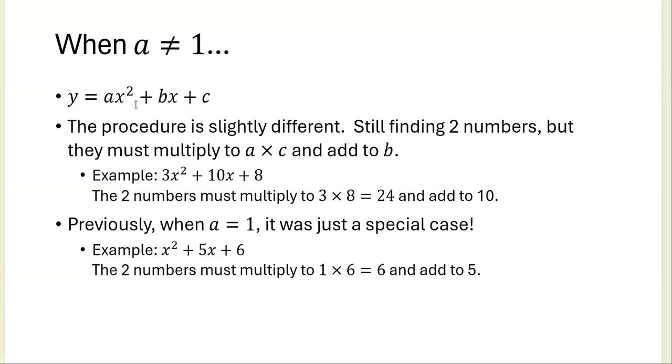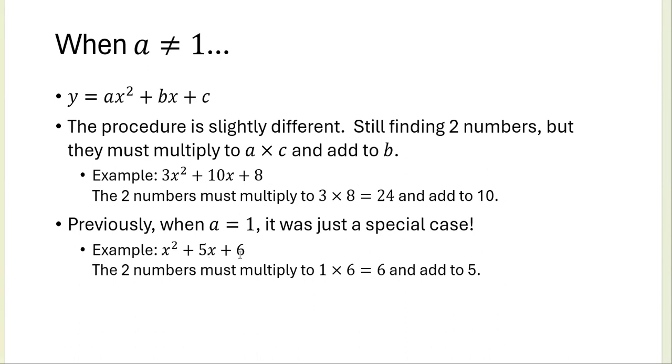You need them to multiply to a times c. So for example, in this quadratic, 3x squared plus 10x plus 8, you want two numbers that multiply to 8 times 3, which is 24. You want the two numbers to multiply to 24, and they add to 10. The reason I said what we did in parts 1 and 2 is a special case is because when a is 1, 1 times c is just c. So you want the two numbers to multiply to c. So that's why it's a special case.